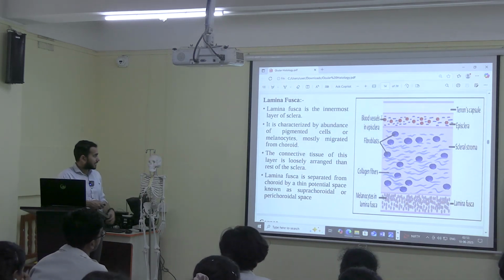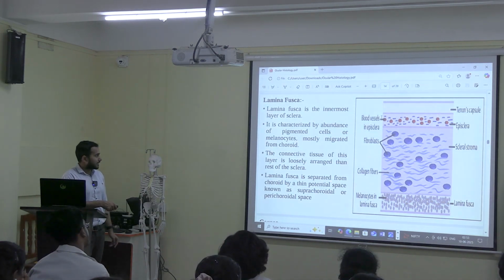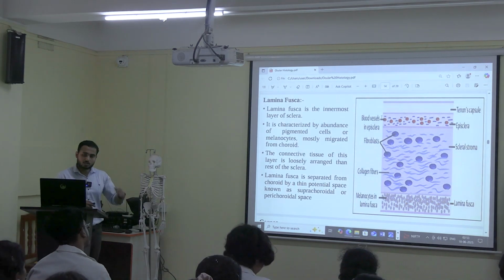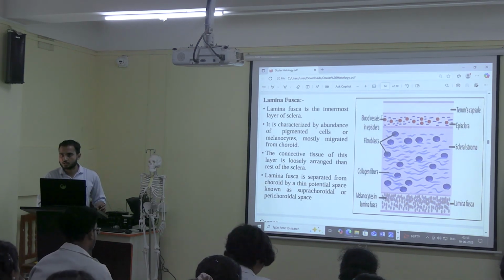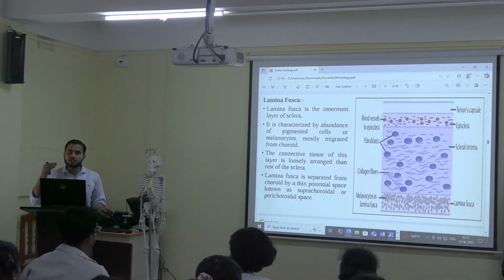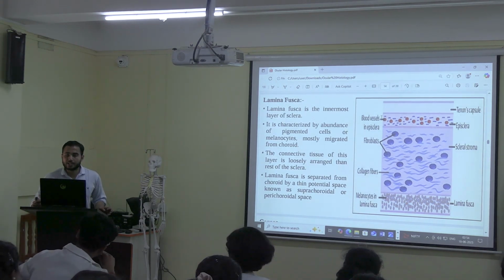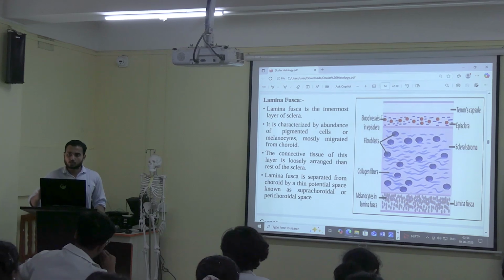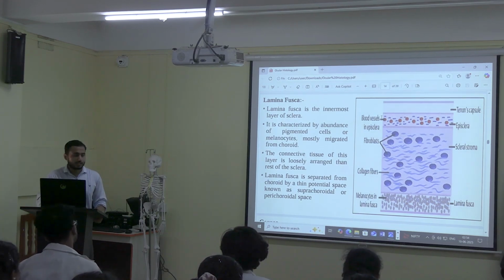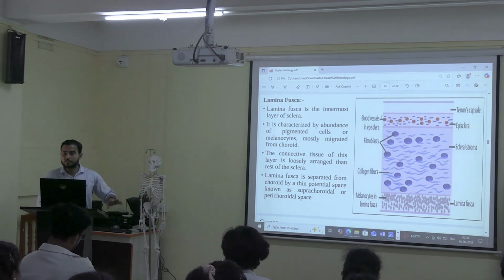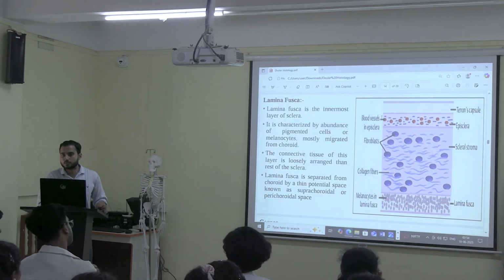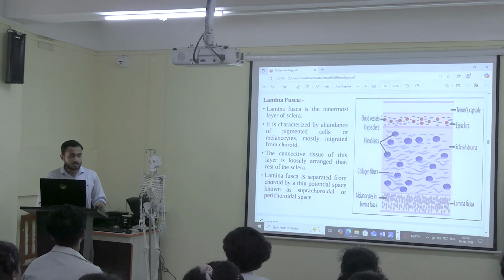Okay, now this particular part is very important. The lamina fusca is separated from the choroid, because deep to the lamina fusca the choroid starts. The choroid is a part of the vascular layer where blood vessels are present. We will study about that. Between the two there is a potential space, and that is called the suprachoroidal space. Now this space has clinical significance. For example, it is used for introduction of different types of drugs in the eyeball, the suprachoroidal or perichoroidal space.